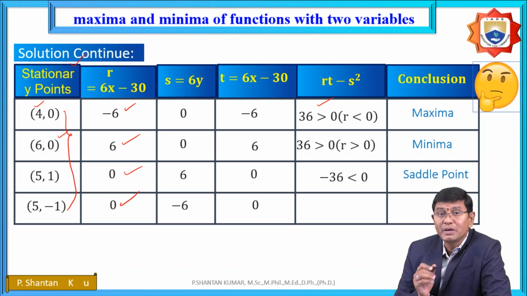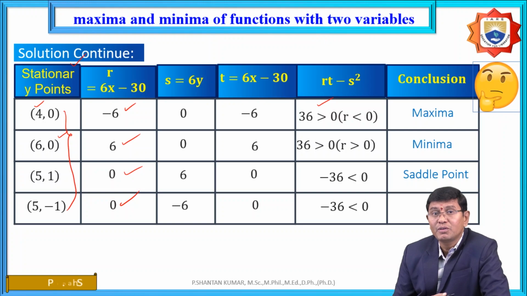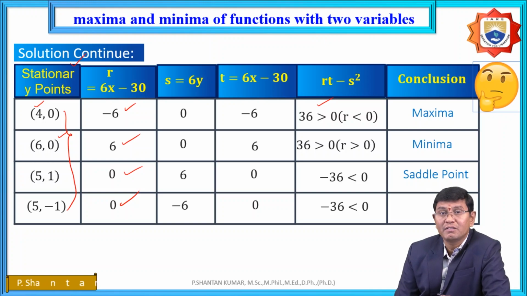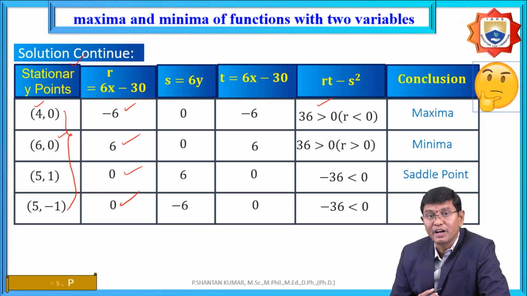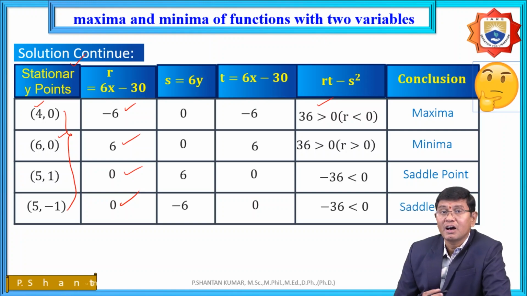And here rt minus s square is 0 into 0 minus 6 square. So that is also minus 36, and here also the condition is less than 0. Therefore, as per the working rule, the function is said to have a saddle point. That means neither a maxima nor a minima.